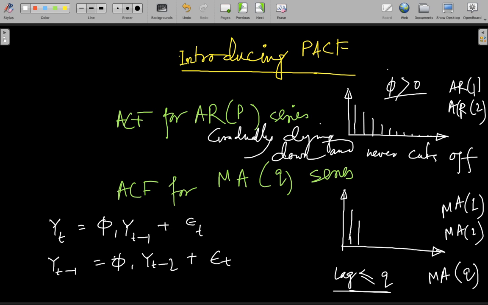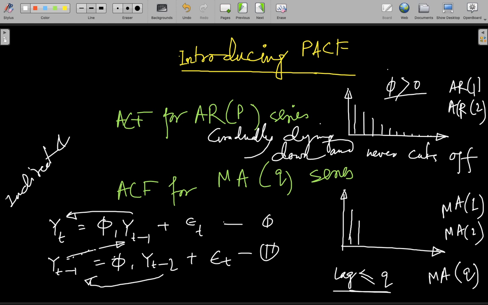What happens here is that in the first equation I don't have any y(t-2). But in the second equation, I can express y(t-1) in terms of y(t-2), and that influences my y(t). So in a way, y(t-2) is indirectly influencing my y(t). This is a very important point: indirect and direct influence.